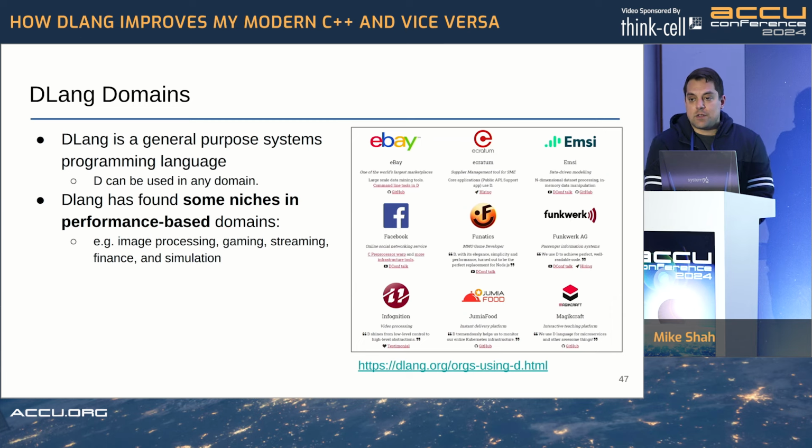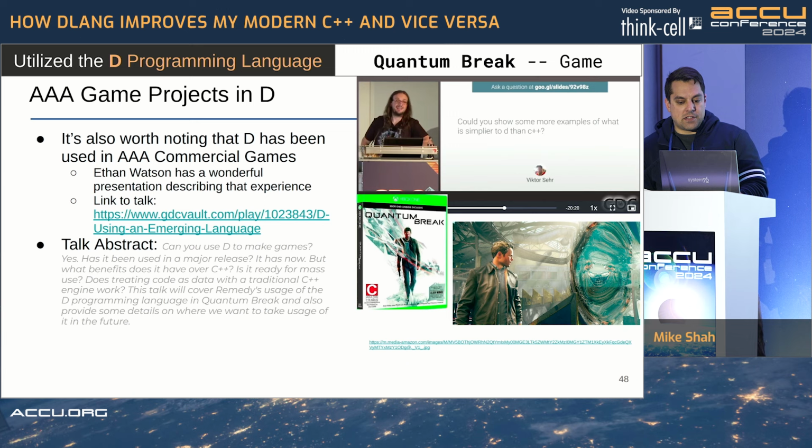Where is D itself being used actively today? Here's a list of a few companies where it's been used previously in production. It's found some interesting niches in performance-based domains: gaming, for instance, image processing, finance, and so on. So I'll just show you a few pictures. It's sort of nice to look at.